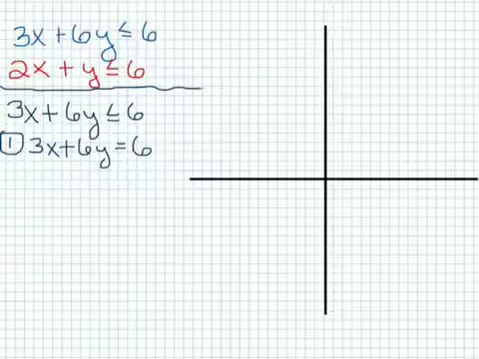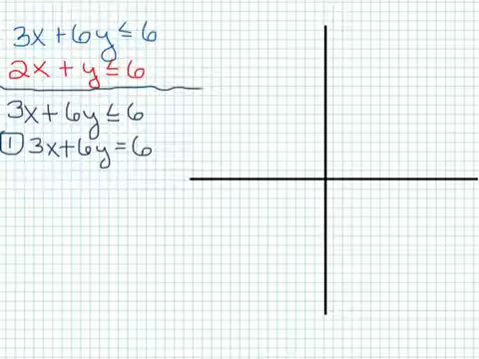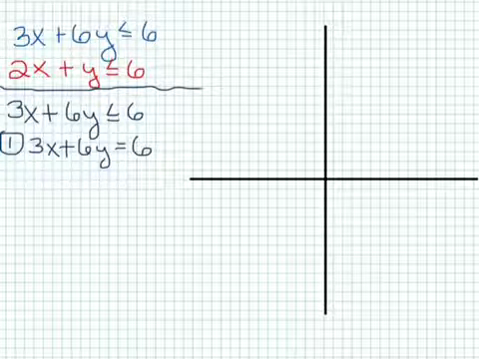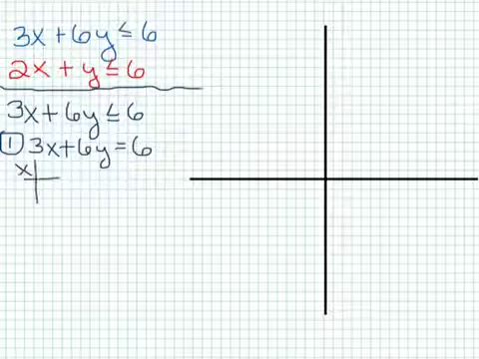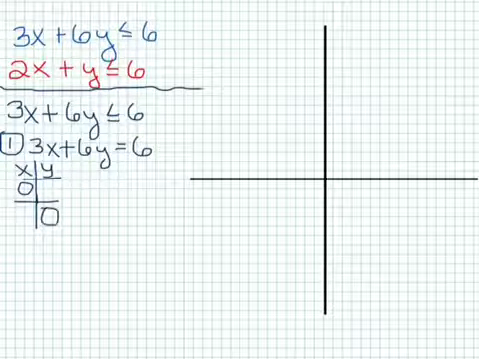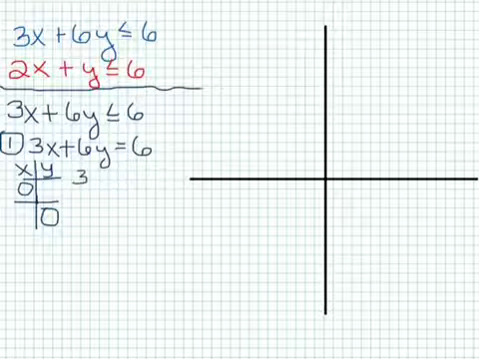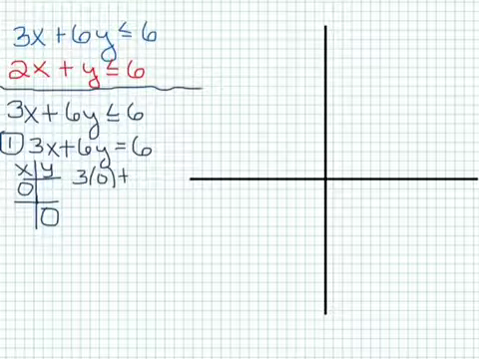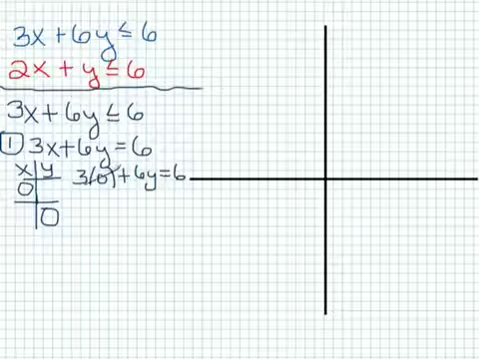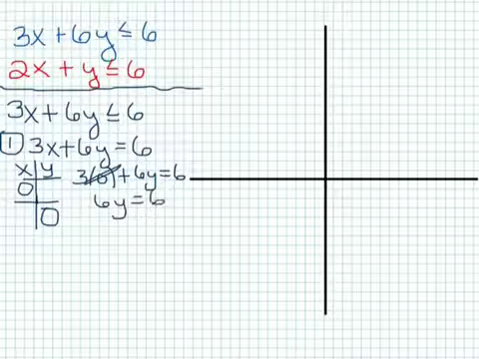So to graph the boundary line, in this case, since we have the x's and y's next to each other on one side, it's easiest to start by setting x and y equal to 0 one at a time and making a graph using x and y intercepts. So when we set x equal to 0, we get 3 times 0 plus 6y equals 6. The 3 times 0 goes away to 0. That leaves us just with 6y equals 6, or y equals 1.